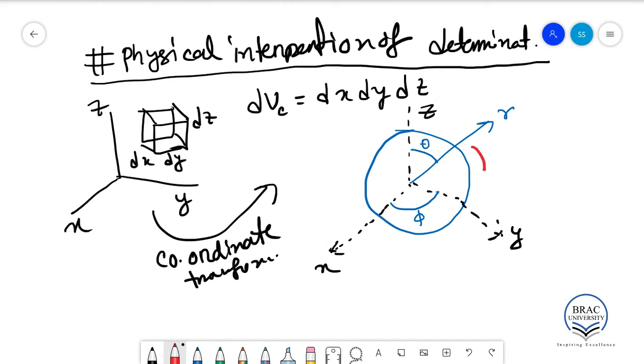Let's draw this with another color. It will have sides with dr, another one would be r d theta, and the other side would be r sine theta.